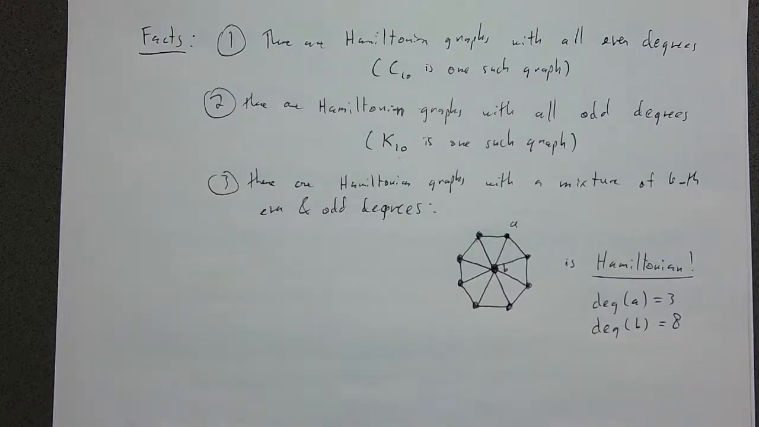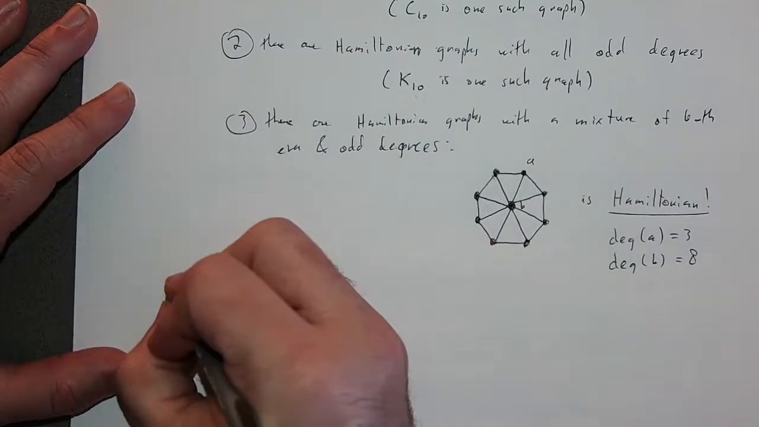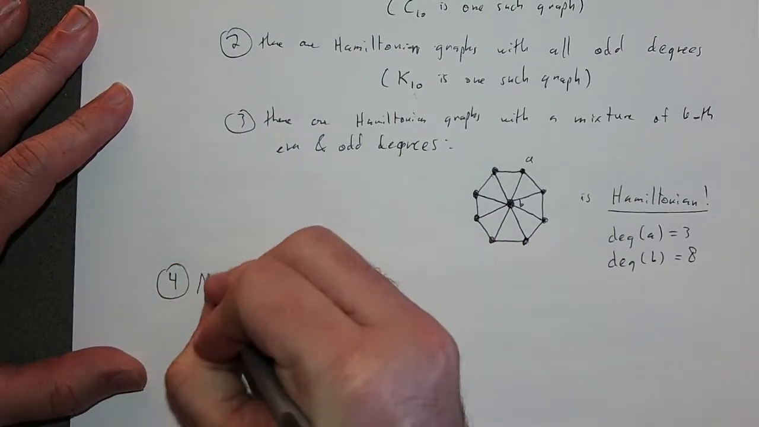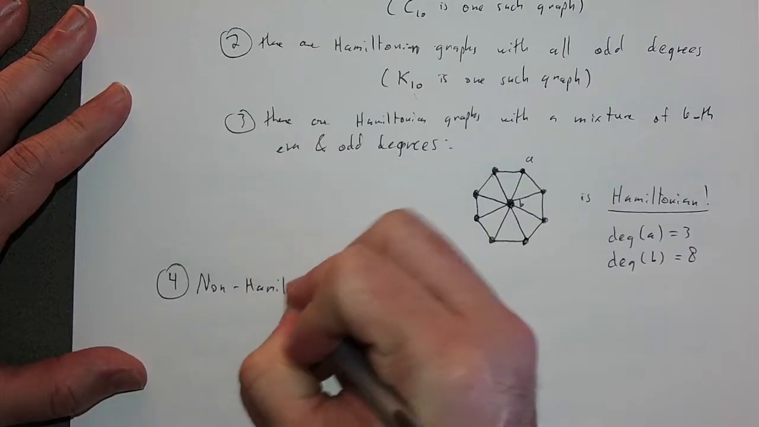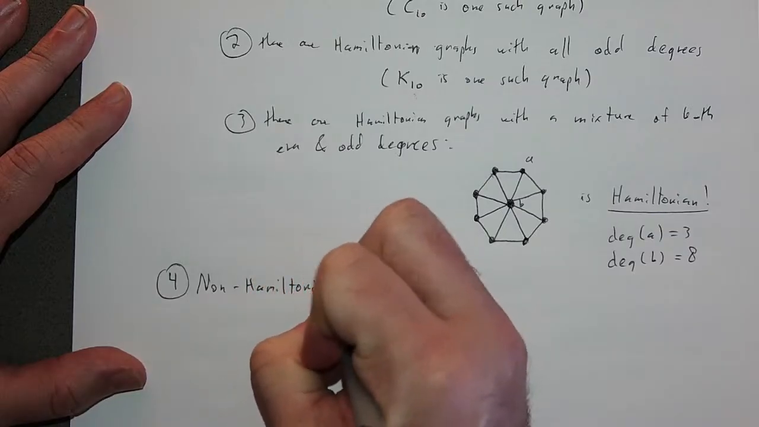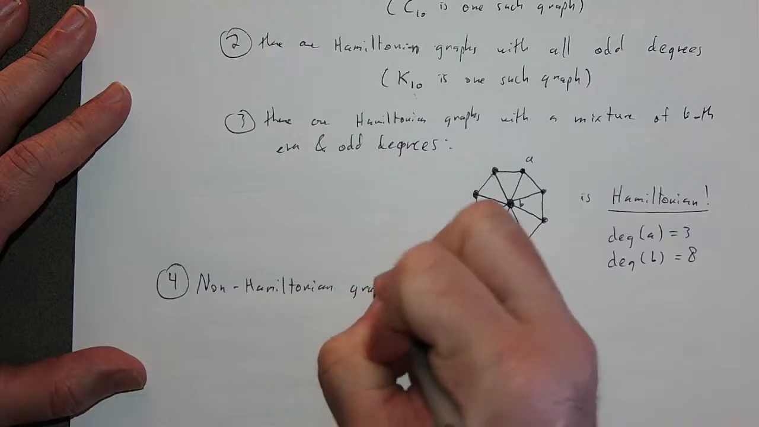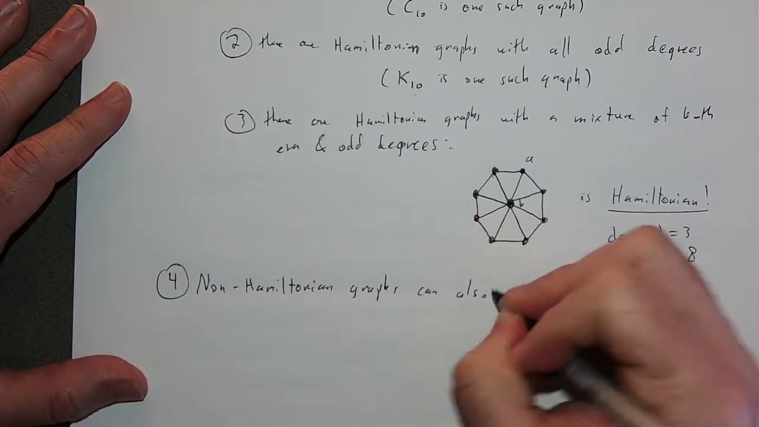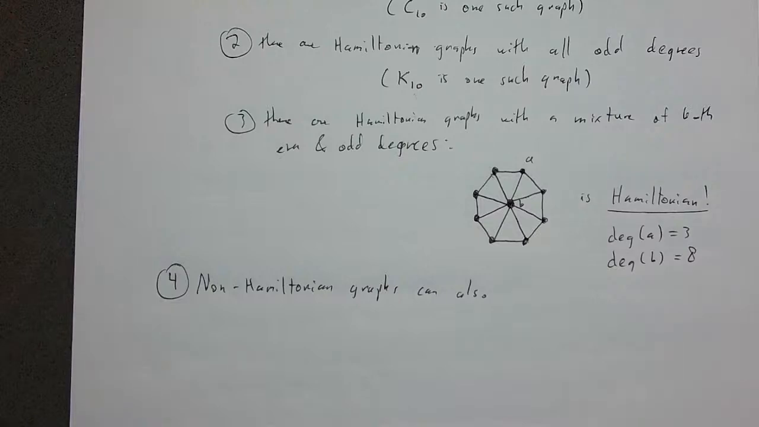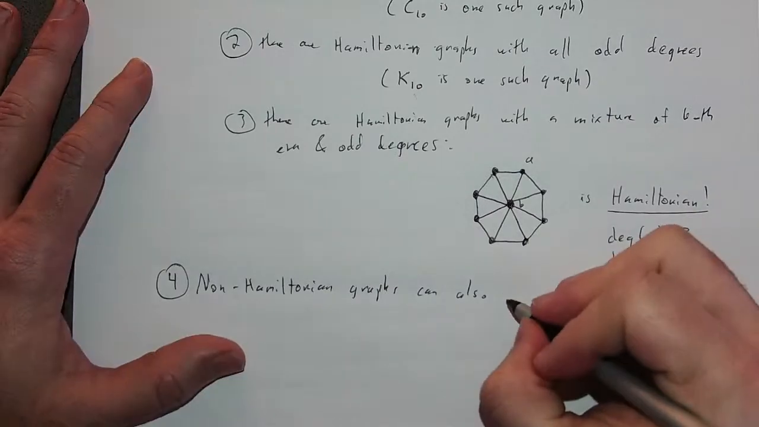What about non-Hamiltonian graphs? Well, non-Hamiltonian graphs can also have all even, all odd, or mixed.